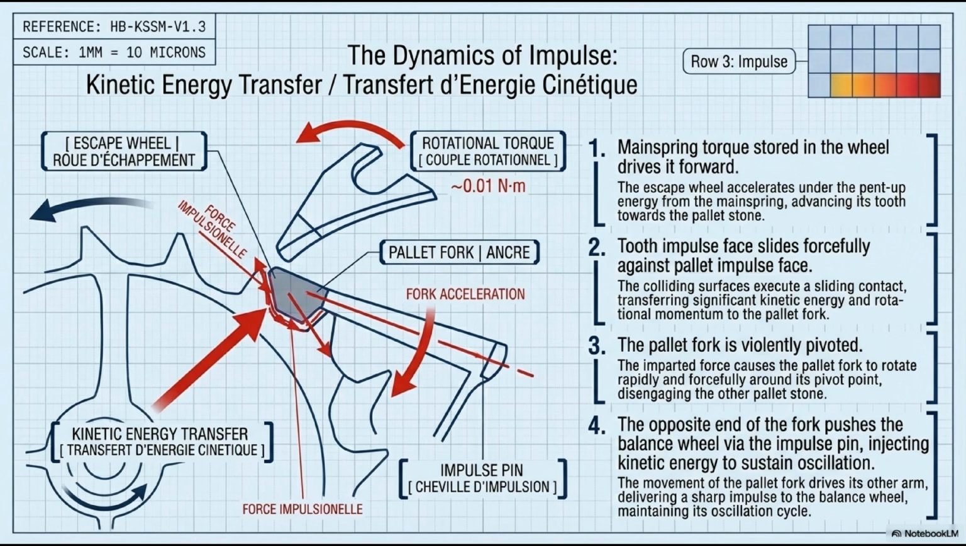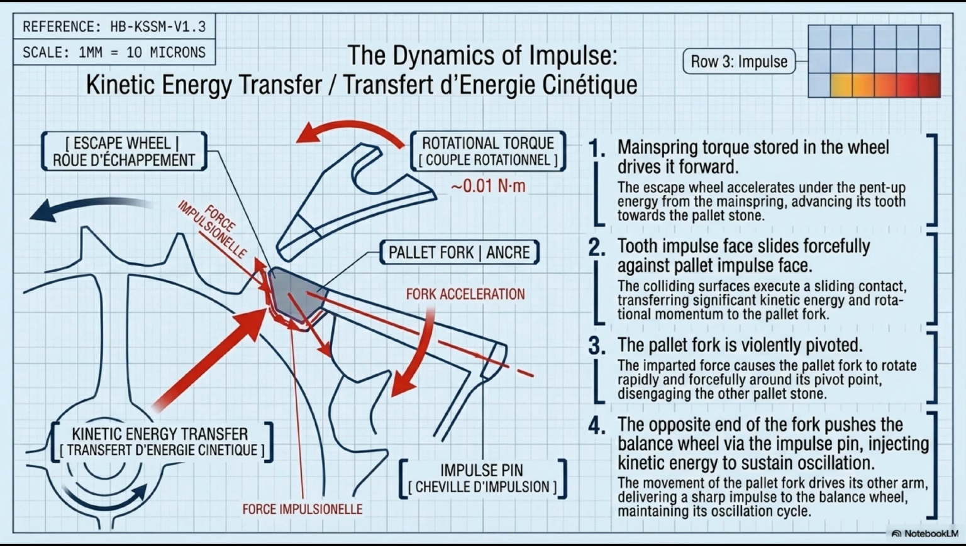Step 2, the tooth's impulse face slides forcefully against the pallet stone. Impulse face. Two precisely inclined surfaces, the tooth face and the ruby stone face, make sliding contact. The geometry of these angled surfaces converts the wheel's rotational motion into a lateral force on the pallet stone, which creates a torque about the fork pivot.